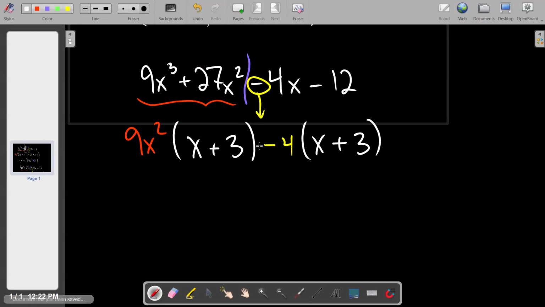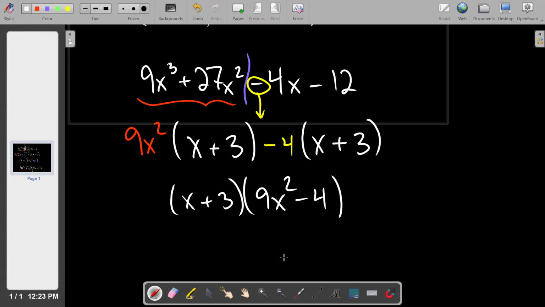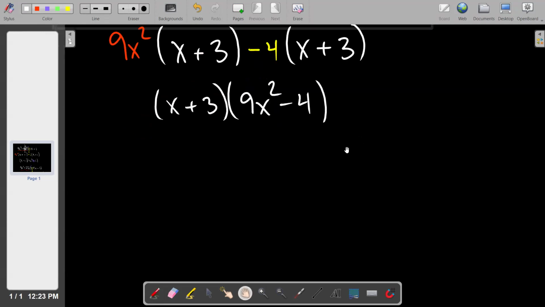And you don't force the white things to look like each other. You just hope it happens. And when it does, you're like, cool, I must be doing something right. So my first factor is x plus 3. My second factor is 9x squared minus 4. And are we done? This time you are correct to say no, because the minus sign tells us that we are green lighted to observe that this is a difference of squares.